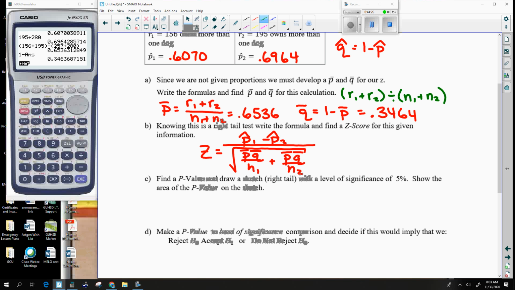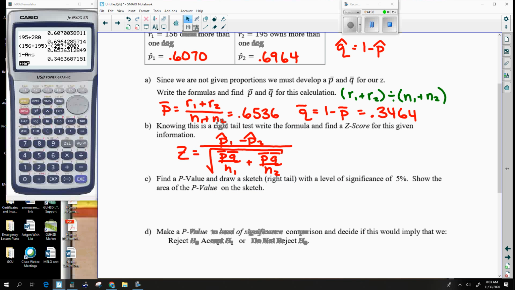Okay, how I do this, again, it'd probably be a little bit easier if you had your fraction capabilities on your calculators like you guys have. I don't have that. So here we go. I begin with the denominator. It's just a bunch of typing. It's p bar times q bar divided by n1 plus p bar times q bar divided by n2. Okay, that gets me the inside portion of the denominator.